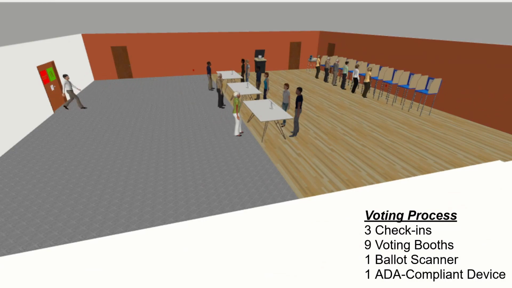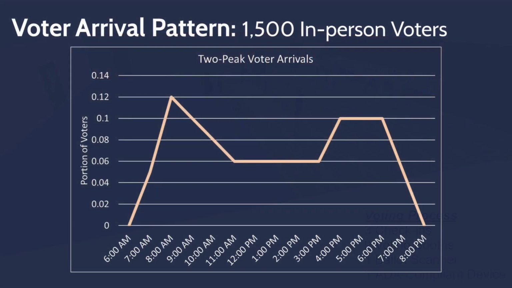Using this model, we quantify the effect of adding resources an hour after a voting interruption to identify methods for reducing voter wait times. This voting process is simulated with the assumption that voters arrive at the polling location following the pattern shown on screen. This arrival pattern exhibits a peak of voter arrivals in the morning, a reduction in arrivals at midday, and a second peak later in the afternoon.